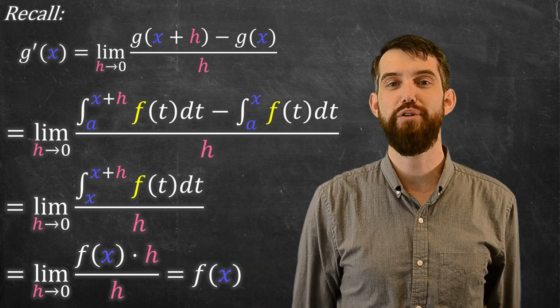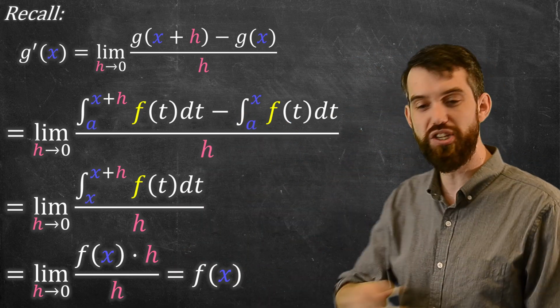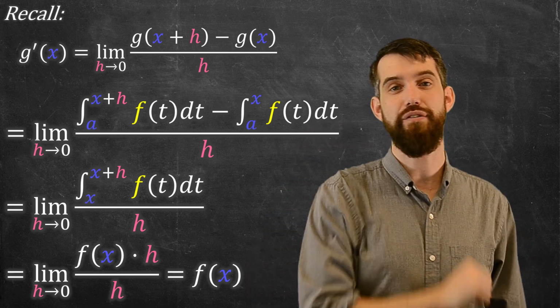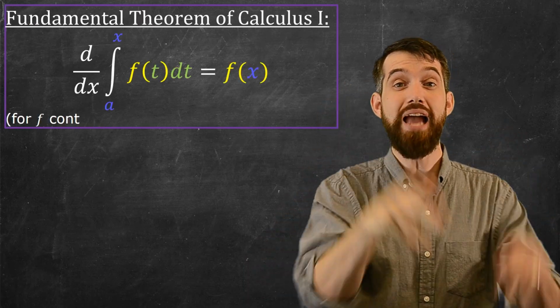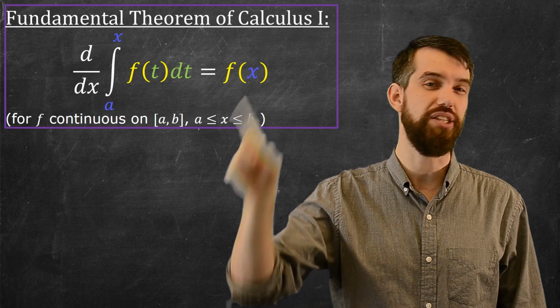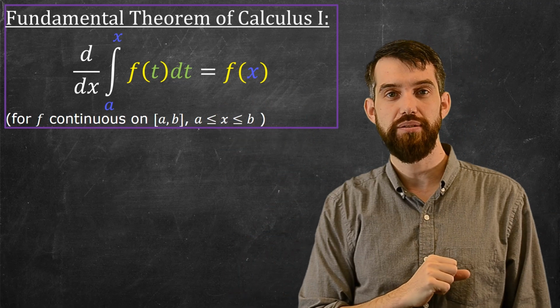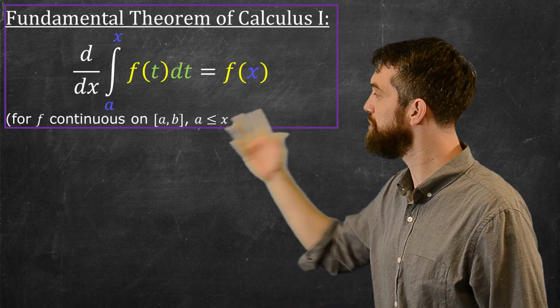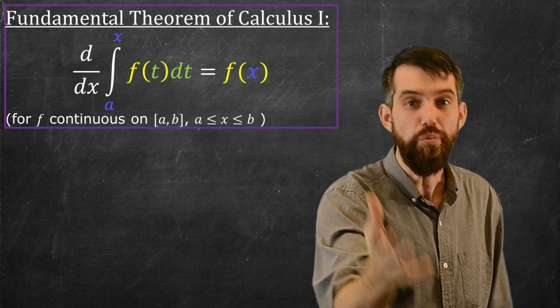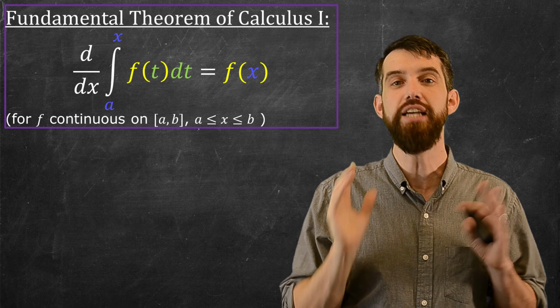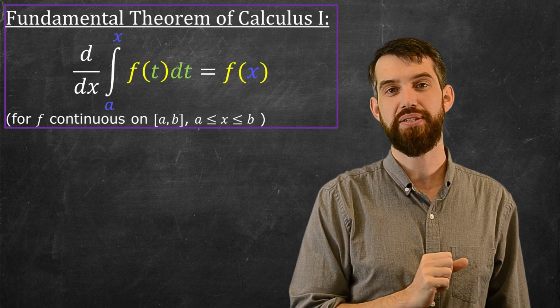And then I'm just about done with my proof here, because I got an h on the top, I got an h on the bottom, I can cancel those, and that just leaves me with f of x. So the grand statement of the fundamental theorem of calculus number 1 is that the derivative with respect to x, my g prime here, the derivative with respect to x of the accumulation function, the integral from a up to x of f of t dt, is just f of x.